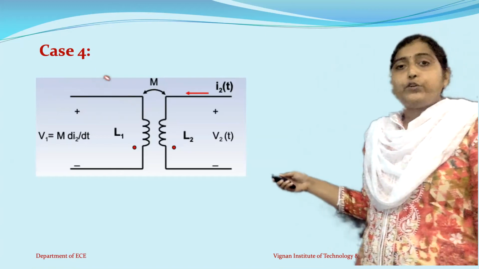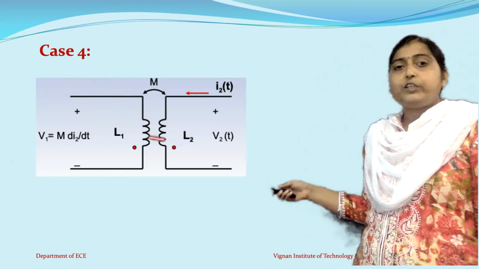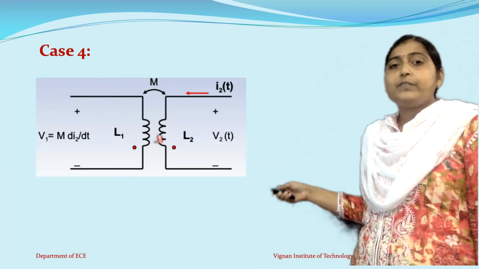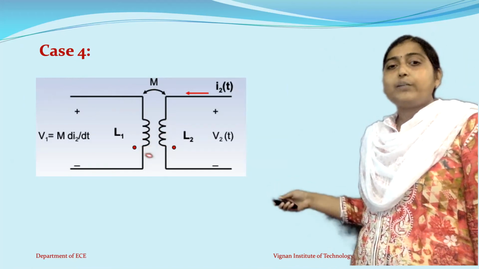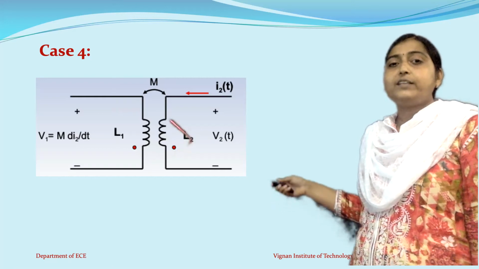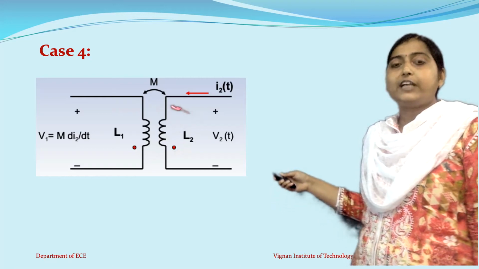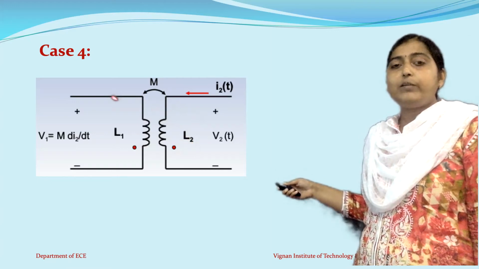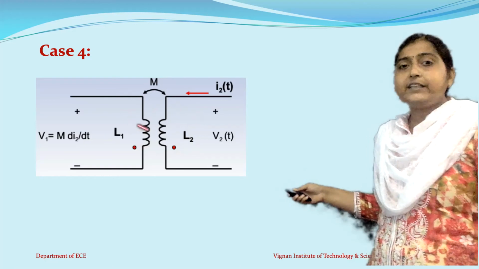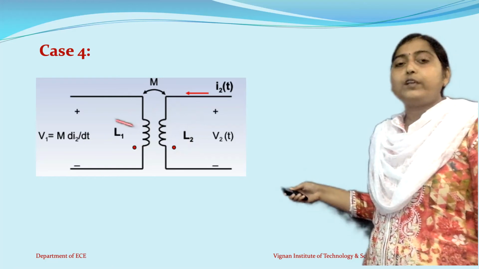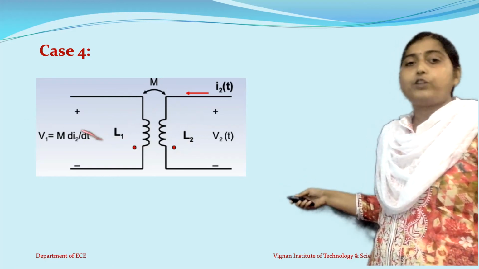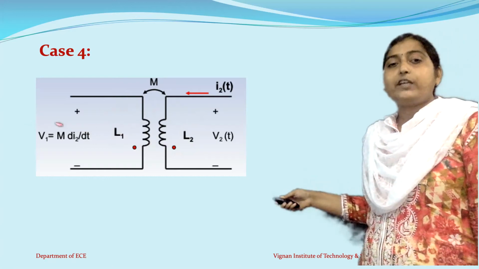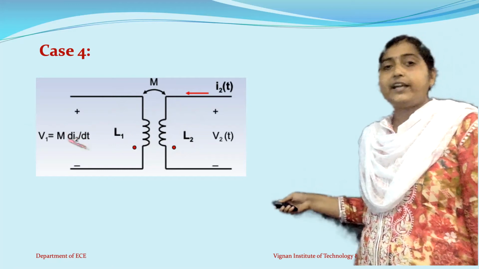Now in case 4, the same arrangement is taken, but the dots are placed at the bottom for both the coils. That means the current from the second coil will be leaving the second coil, and it will also be leaving the first coil. Hence, the polarity of the mutual inductance should be taken as positive, because the currents in both the coils are leaving.